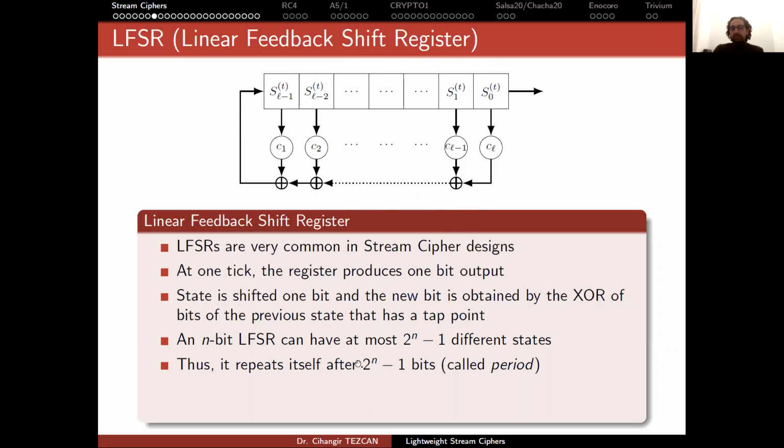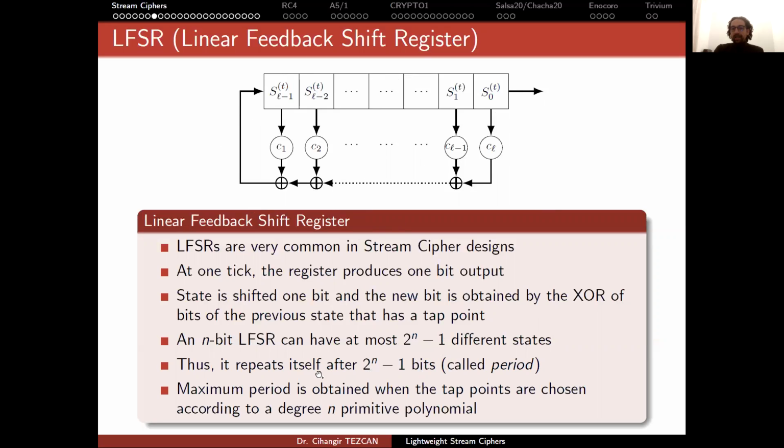I say at most because if you choose these tap points in a bad way, and you choose an initial state and update it, for instance, a few times, and it returns to the initial state, then its period will be very short. 2 to the m minus 1 is the highest period you can get from an m-bit LFSR. So the question is, what should I do to get this highest period? The answer depends on some mathematical calculations, but the maximum period is obtained when the tap points are chosen according to a degree n primitive polynomial.